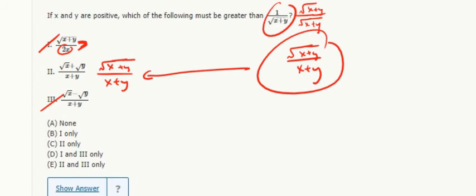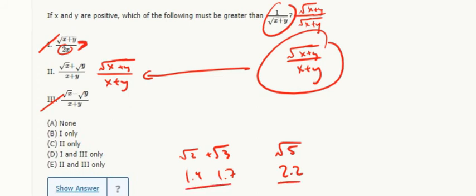Here's the thing. Root x plus root y is always going to be bigger than root x plus y. If you want to use some numbers and see, that's good. How does root 2 plus root 3 compare to root 2 plus 3? This is like 1.4, this is 1.7, and root 5 is approximately 2.2. So this is bigger than that. So no matter what, the numerator is always going to be bigger. So number 2 has to be bigger than what's given in the stem, the 1 over root x plus y.